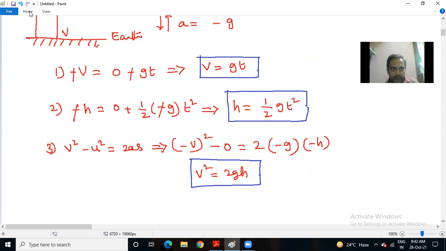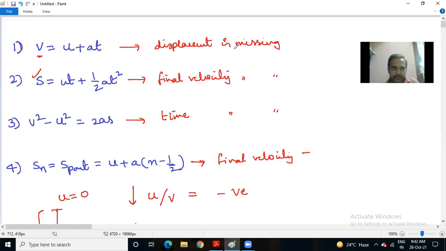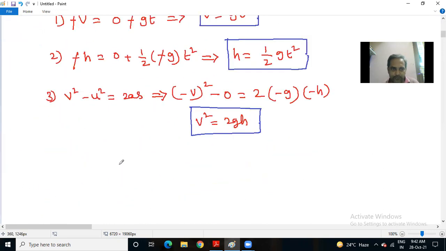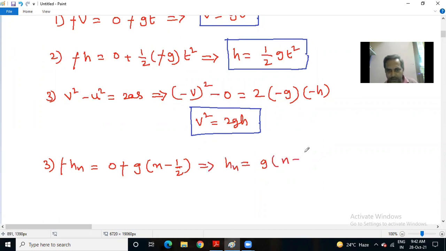Now fourth. So fourth equation is Sn is equal to U plus A of n minus half. How this is turned to be? So Sn will become hn but negative because coming downwards, U is 0, and acceleration will become as gravity negative and n minus half. So therefore this minus get cancelled. So you will get this as hn is equal to g of n minus half.